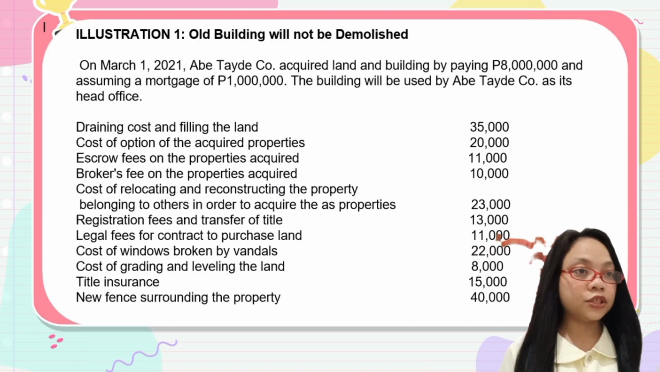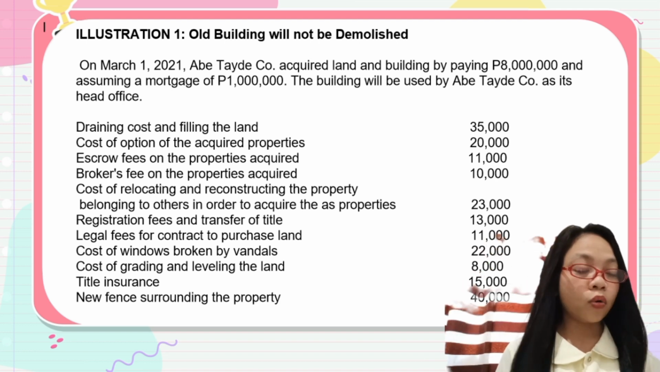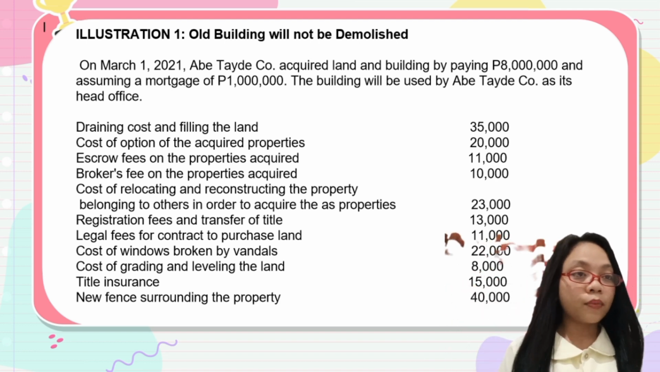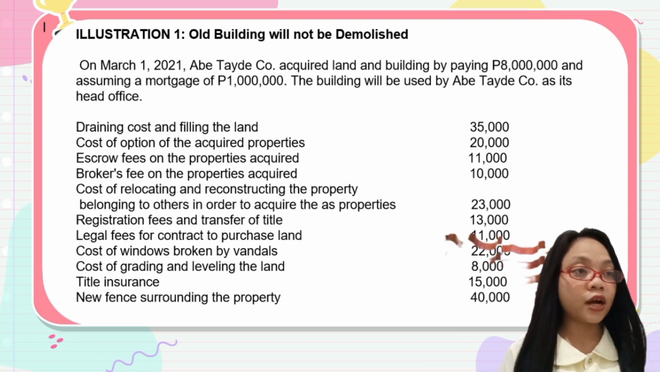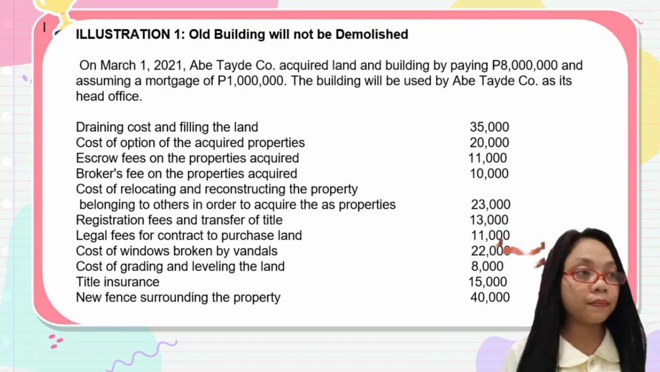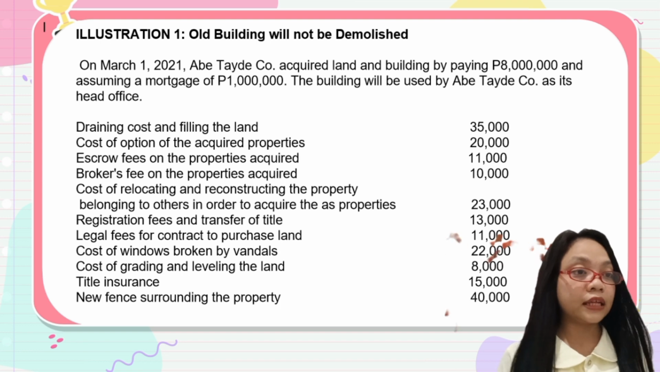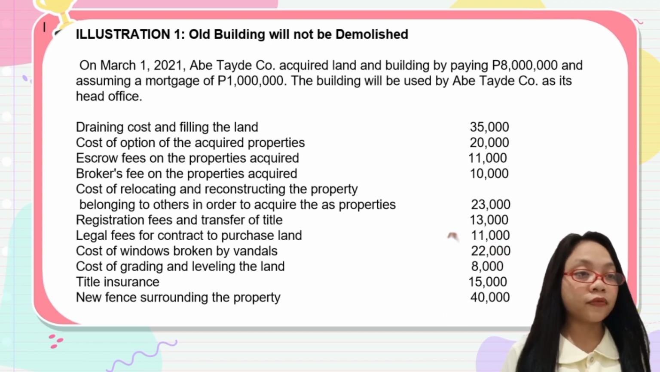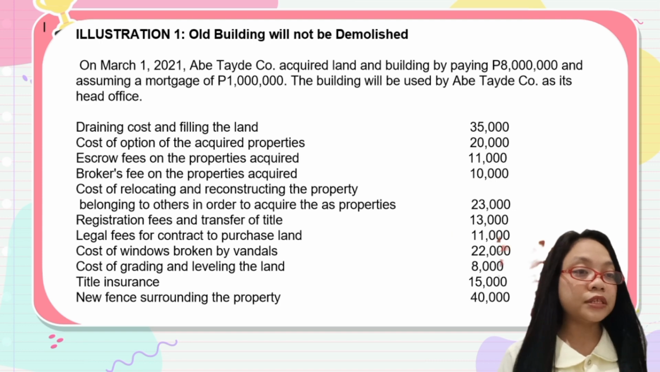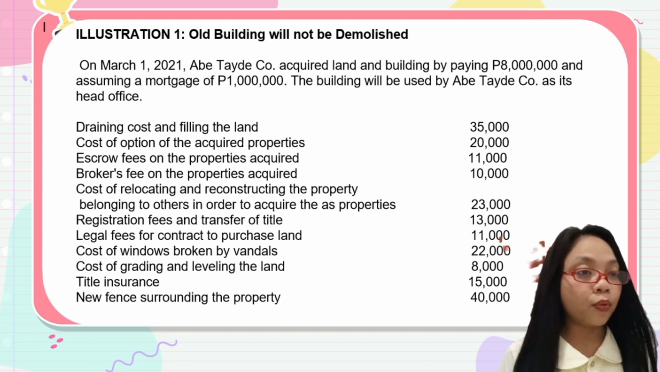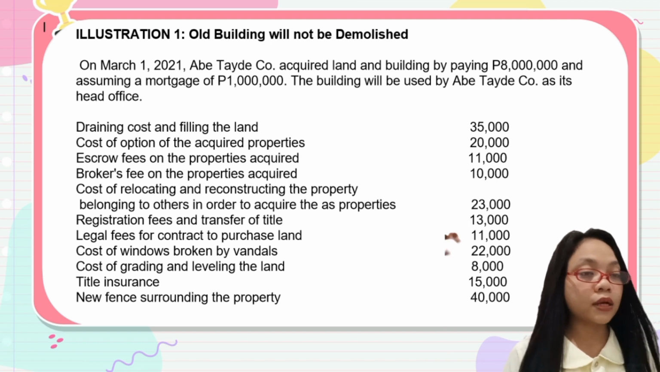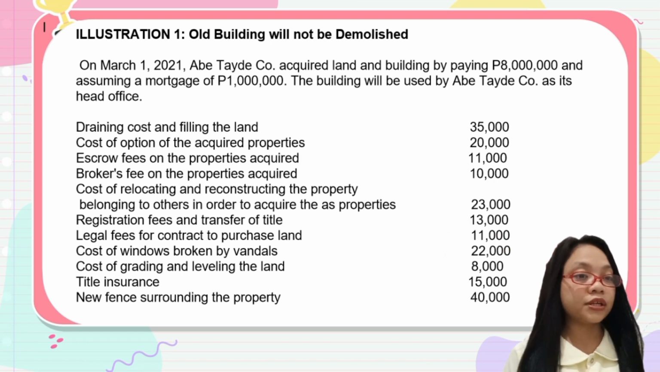For the first illustration, illustration 1, the situation is the old building will not be demolished. So on March 1, 2021, Abitaide Corporation acquired land and building by paying 8 million pesos and assuming a mortgage of 1 million pesos. The building will be used by Abitaide Corporation as its head office. Cost of draining and filling the land, 35,000. Cost of option of the acquired properties, 20,000. Escrow fees on the properties acquired, 11,000. Broker's fee on the properties acquired, 10,000. Cost of relocating and reconstructing the property belonging to others in order to acquire the properties, 23,000.